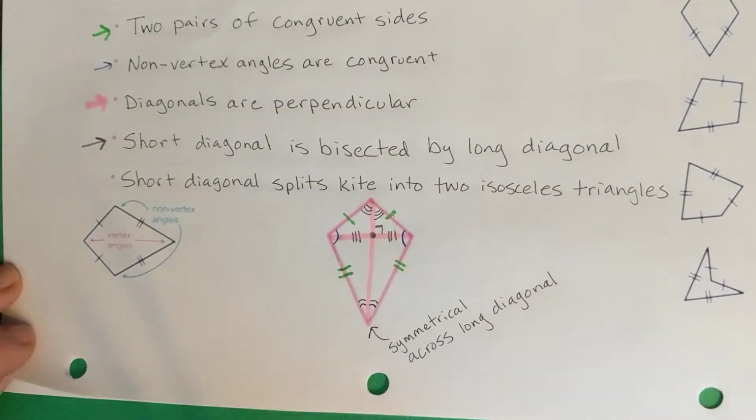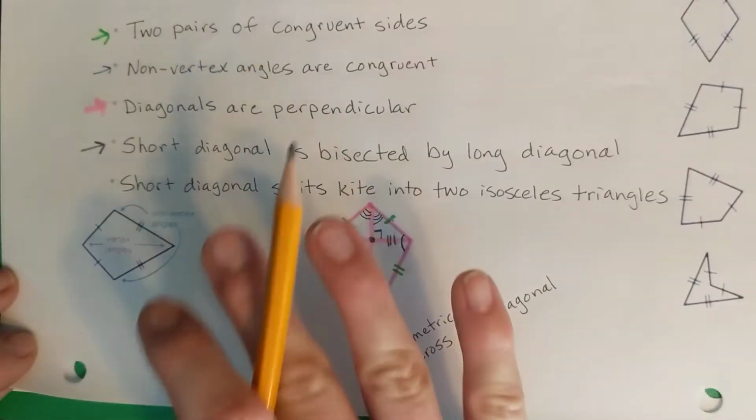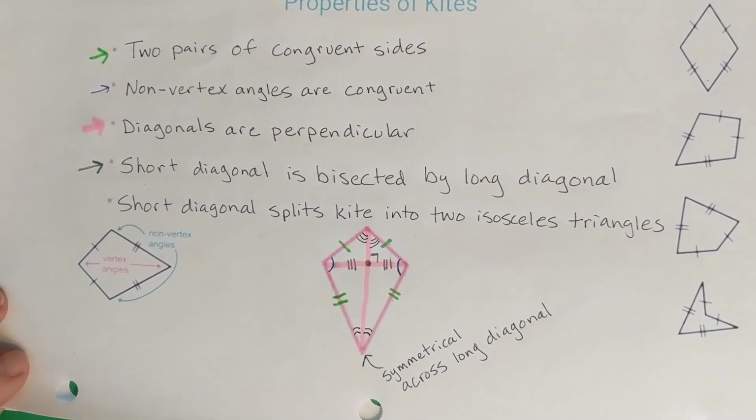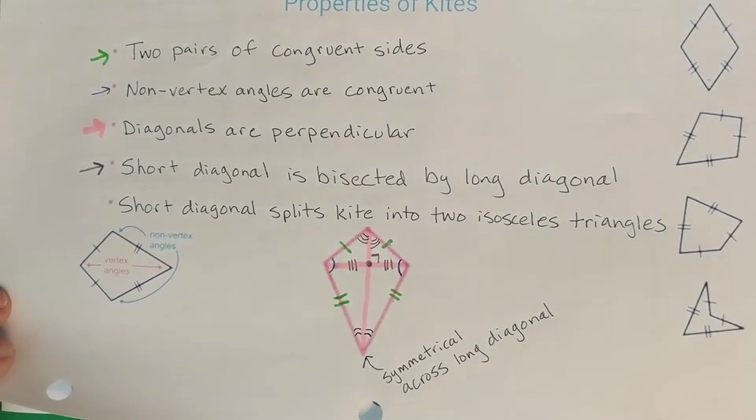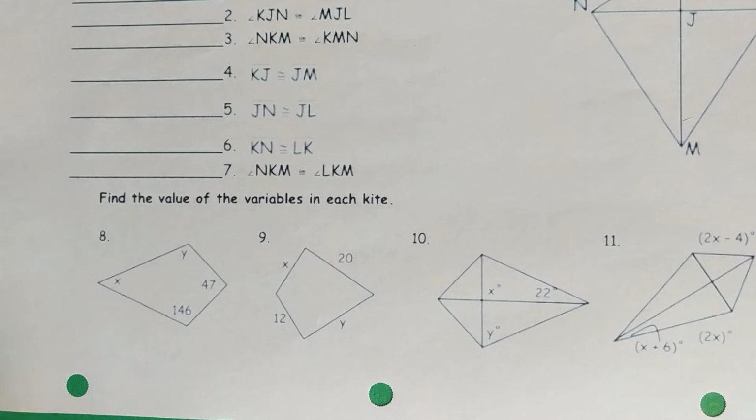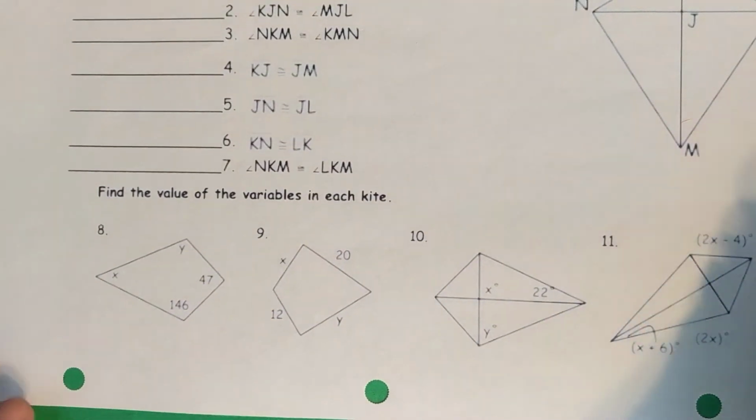Alright, we're going to go now to your practice problems. We're going to keep these properties of kites in mind while we work those problems. So go to your next slide. It says for 1 through 7, determine if each statement is true or false, if quadrilateral KLMN is a kite.